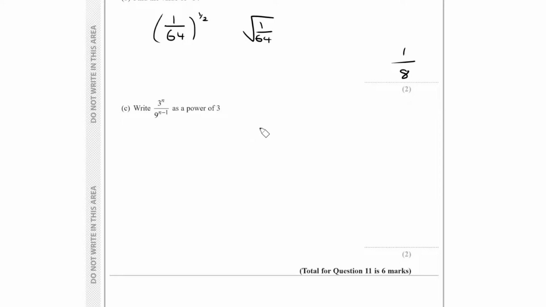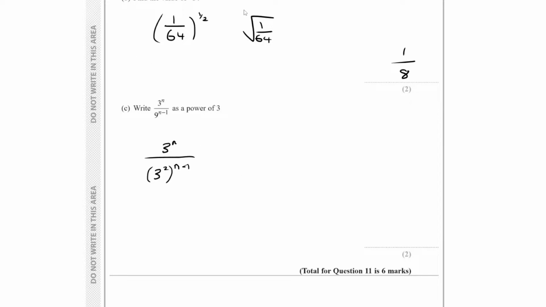Okay, part C. Write 3 to the power of n over 9 to the power of n minus 1 as a power of 3. So everything is a power of 3. So we're going to break down the 9 first, because obviously the first 3 is fine, isn't it? Leave that there. Instead of writing 9, do you see how I could write 3 squared? And then still to the power of n minus 1?